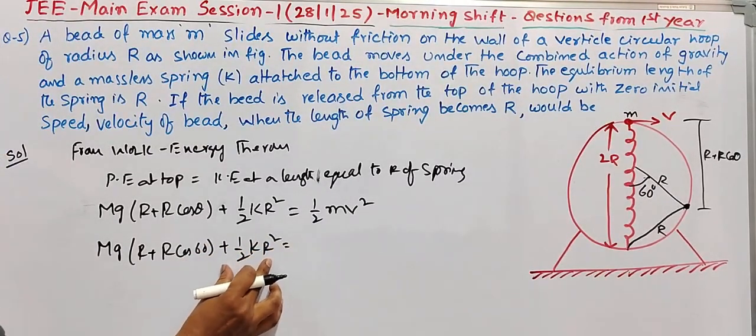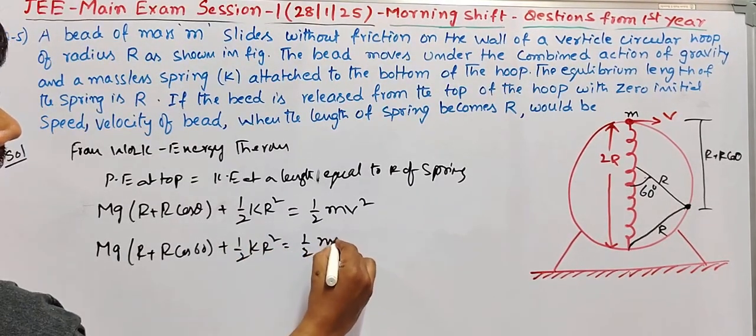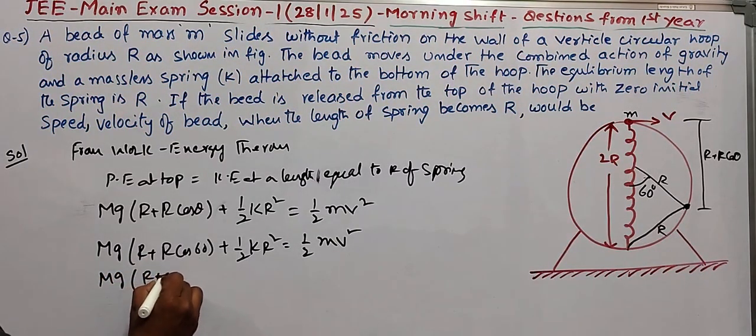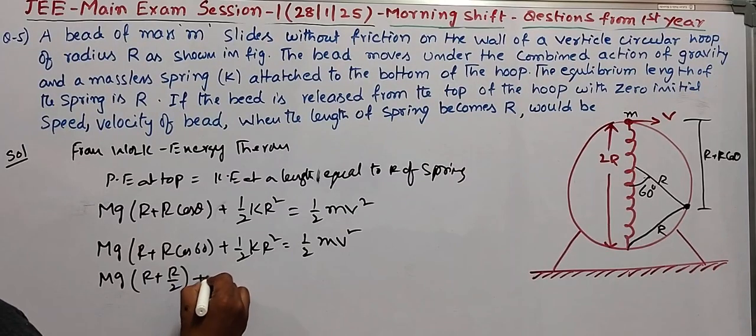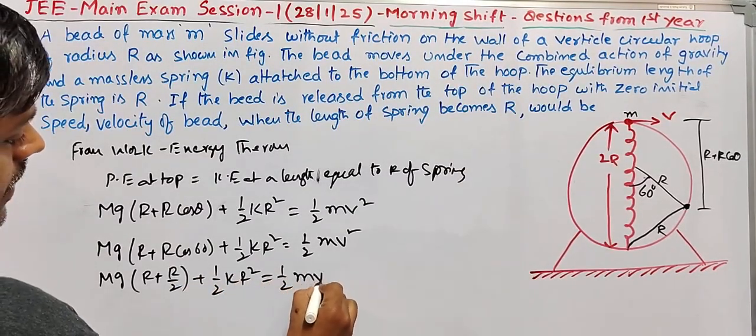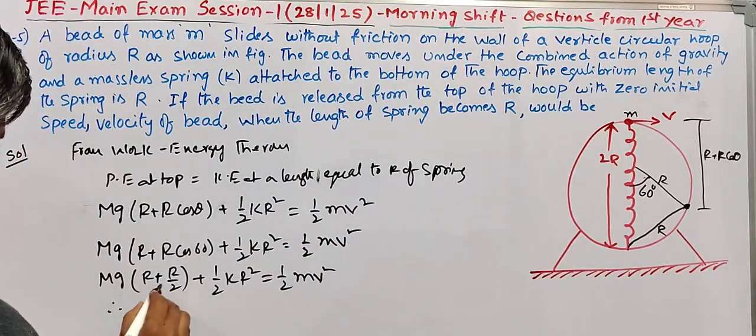This is nothing but K x square, that means the spring potential energy, equal to half m v square. So mg into R plus R cos 60, which means R by 2, plus half K R square is equal to half m v square.